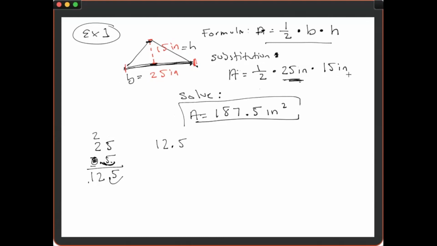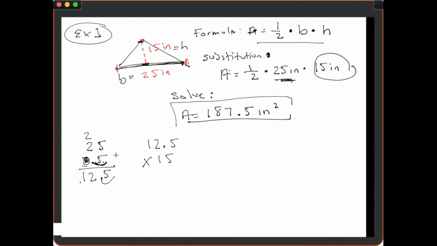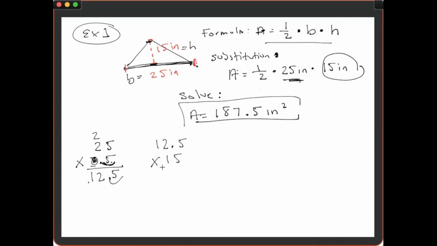But we can't forget about this guy over here, 15 inches. That's part of the calculation. Remember, it's 1/2 times 25 times 15. So let's multiply 15 here. Remember, we're multiplying. 5 times 5 is 25. Carry the 2 on top. 5 times 2 is 10. Plus 2 is 12. Carry the 1. 5 times 1 is 5. Plus 1 is 6. So you drop down to 0.